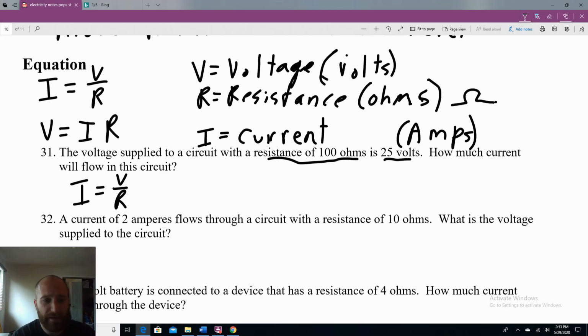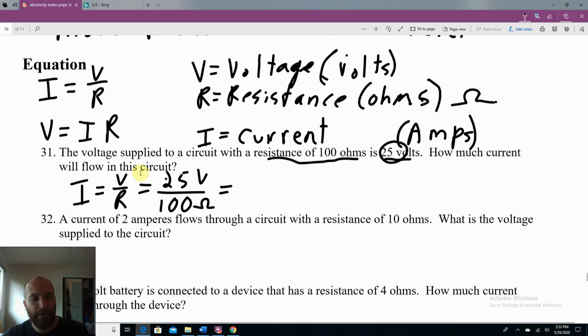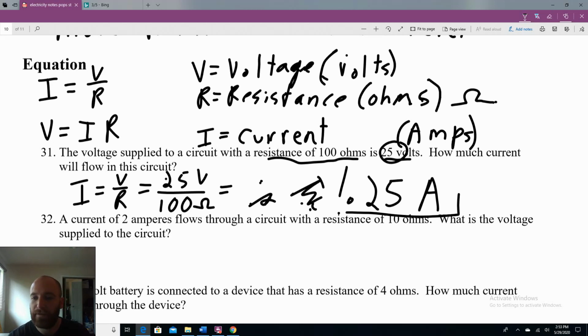Okay, V is the voltage. It's the number that's in volts, the 25. So it's 25 volts over, and the resistance is 100 ohms, so I'm just going to use that symbol that we mentioned before for ohms. Okay, 25 divided by 100 is 0.25, and current is measured in amps, which we abbreviate with a capital A. And that's it, 0.25 amps.